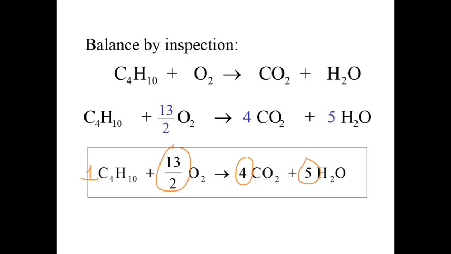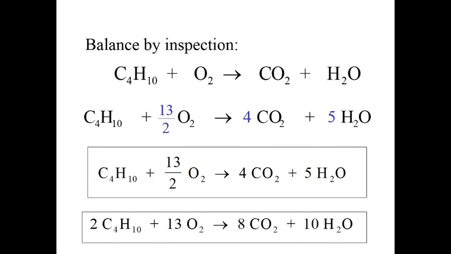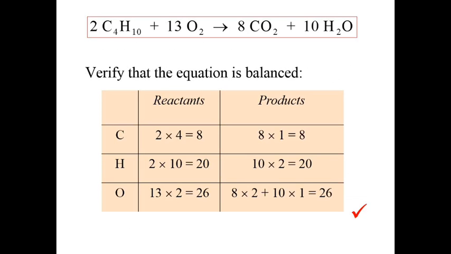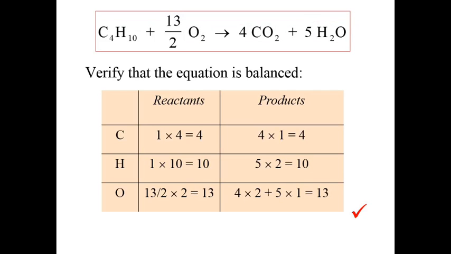Now, alternatively, if this half just drives you nuts, which sometimes it does me, we can scale it up and multiply everything by 2. That 13 halves will become 13. The 1 in front of the C4H10 will become 2. And then, of course, we have 8 CO2s and 10 H2Os. So these are both perfectly balanced equations for the same chemical reaction. So we can do a balance for the non-fractional stoichiometric coefficient, 13, and here we have it with the fractional coefficient.